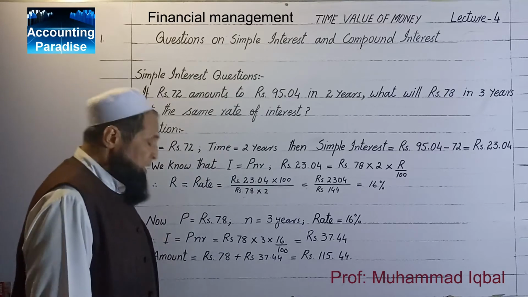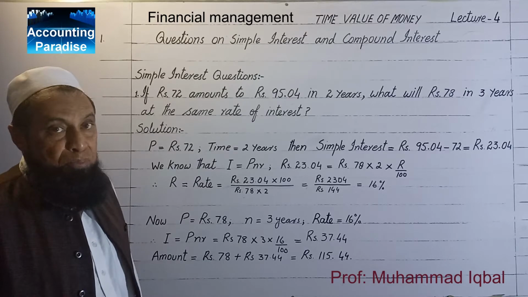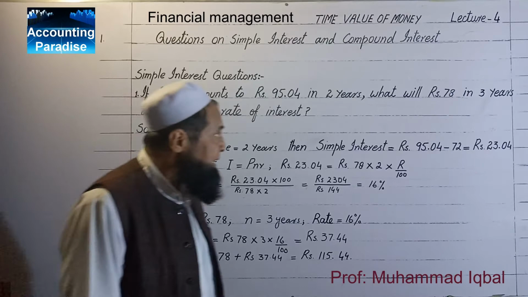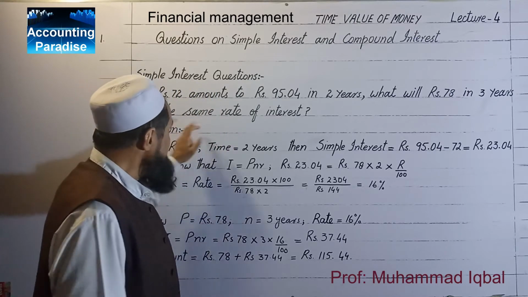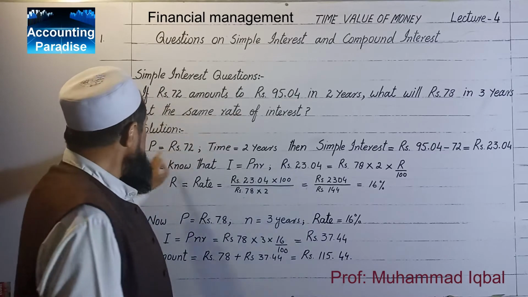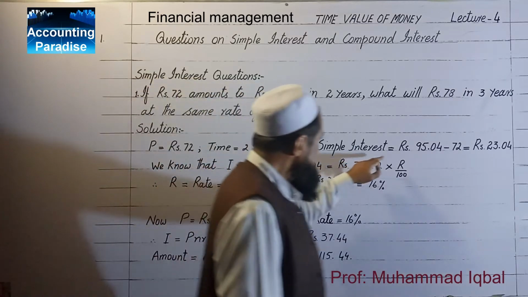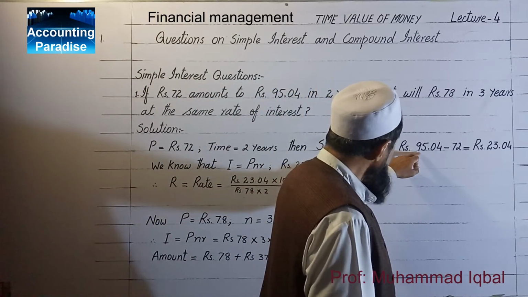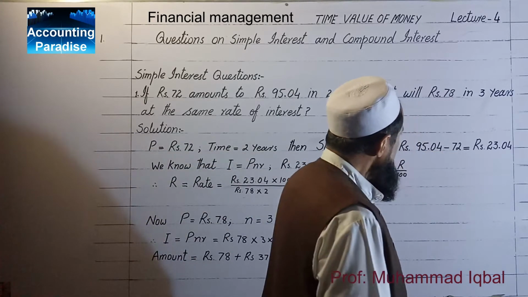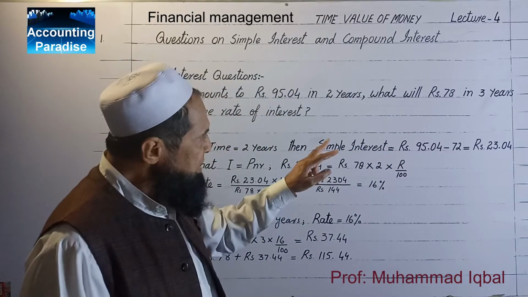Question number 1 is, if rupees 72 amounts to rupees 95.04 in 2 years, what will rupees 78 amount to in 3 years at the same rate of interest? The solution. Here P is rupees 72, time is 2 years, then the simple interest is equal to 95.04 minus 72, it is equal to 23.04. This interest is for 2 years.